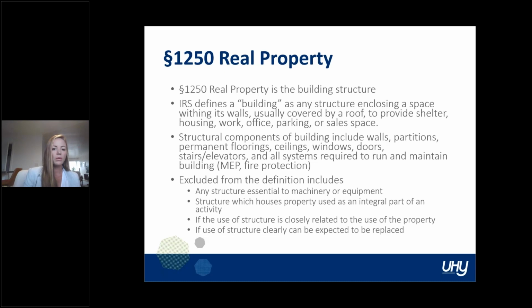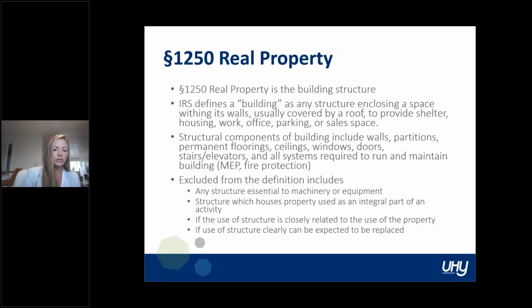That floor drain within the restaurant is going to be an integral part of the activity of the building operating and running as a restaurant, whereas that floor drain in the bathroom is considered just to be part of the primary plumbing system. So the one in the bathroom is going to be real property, as the one in the kitchen itself is going to be an integral part of an activity. So that would be considered 1245 personal property.